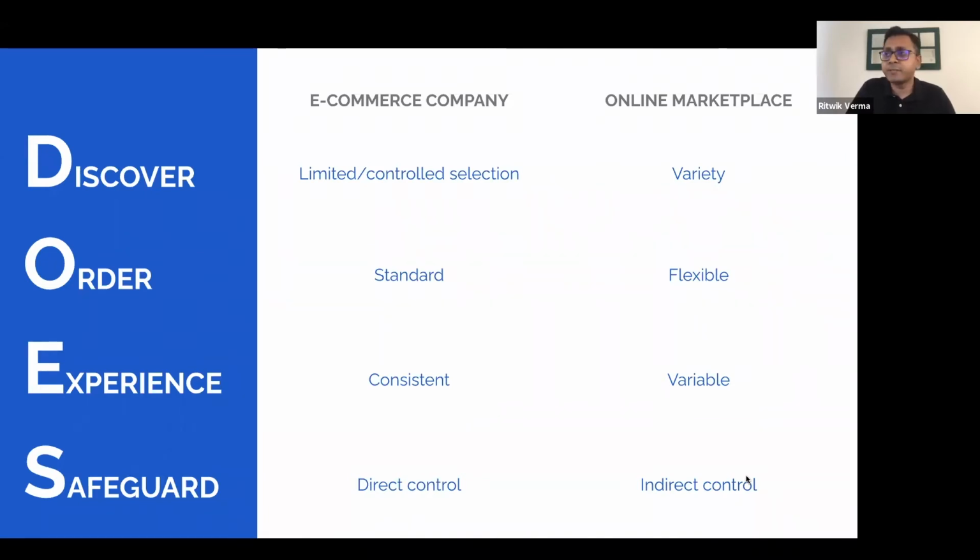In terms of the order phase, where an e-commerce company may have a standardized policy or process to make payments and create orders, online marketplaces may be a bit more flexible based on the provider that you're dealing with and the provider preferences. In the experience phase, the e-commerce company would have more control and will be more consistent because they own and produce the services or the goods that you need. Whereas on online marketplaces, the experience may vary based on which provider you're dealing with. Sometimes the experiences vary based on whether you're dealing with an individual provider or a business provider, right? And similarly, in the safeguard phase, since you're dealing directly with the e-commerce company, it has direct control over the customer experience and the policies that protect you. Whereas on the marketplace side, it could be a combination of the marketplace policies as well as provider policies. So there's an indirect control of the marketplace.